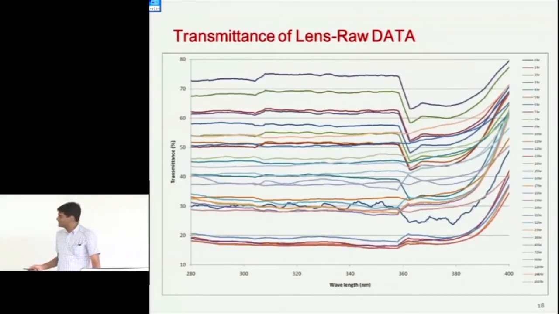This is the transmittance of lens in raw data. This is the transmittance high. After that, it is reversed. Why? I don't know.